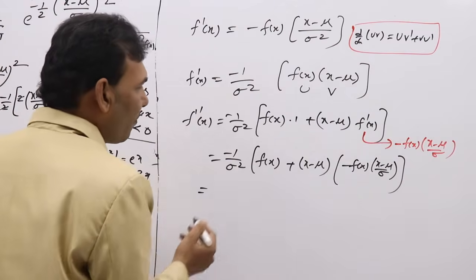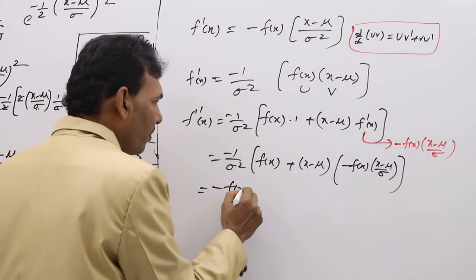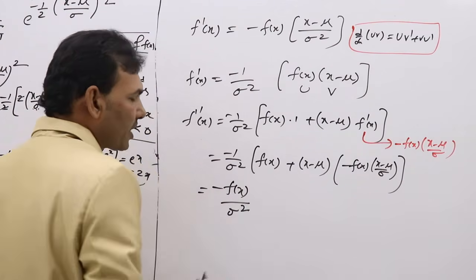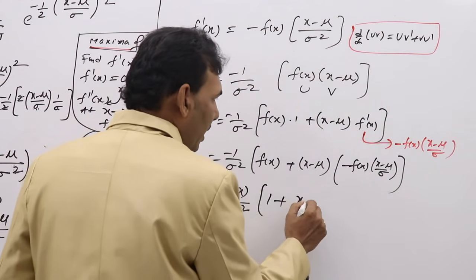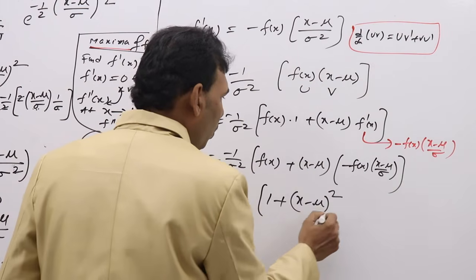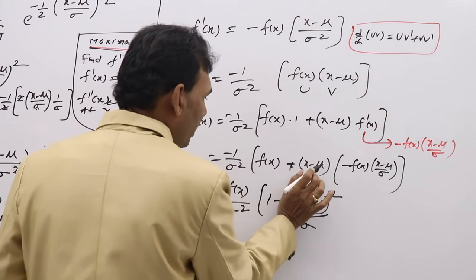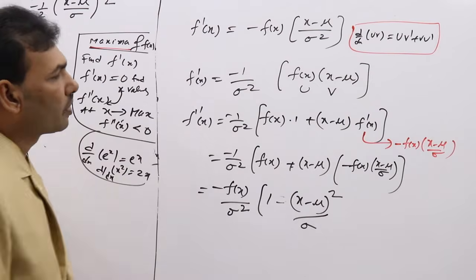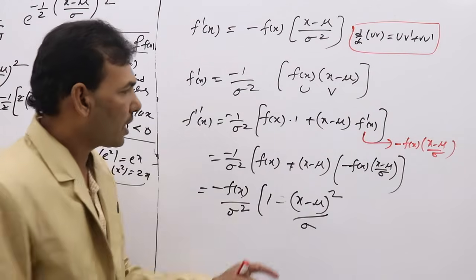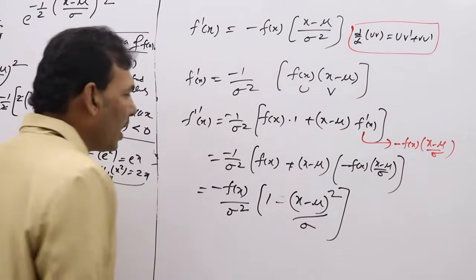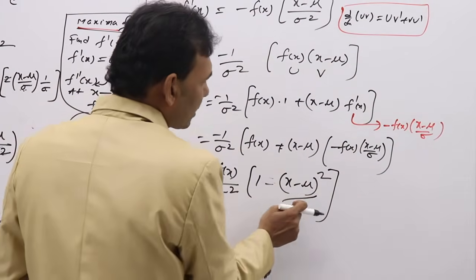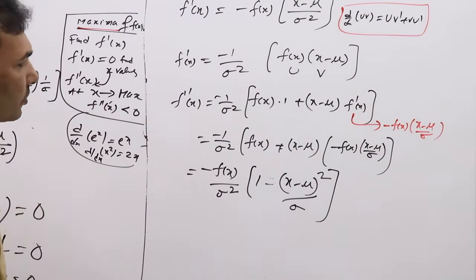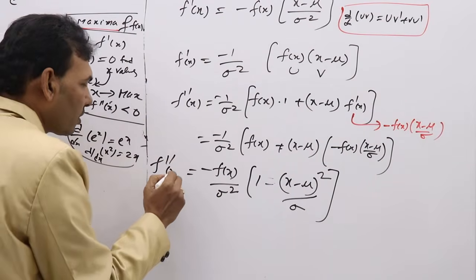So you can take f of x common. If you take f of x common, f of x by sigma square into 1 plus x minus mu whole square by sigma. Here plus into minus is minus, sorry. 1 minus x minus mu whole square by sigma square. Now this is f double dash of x.